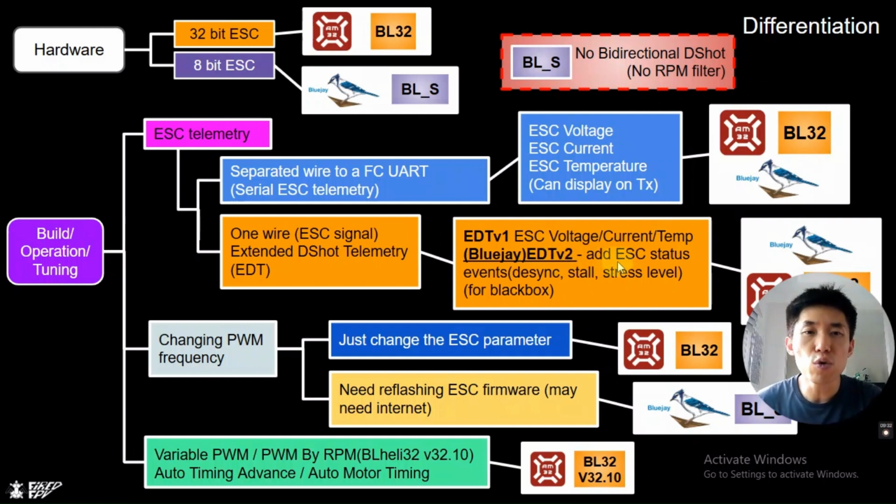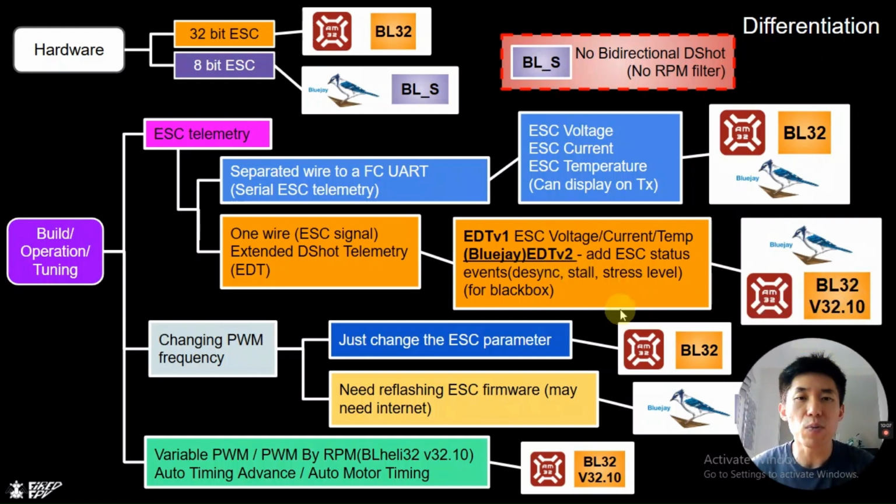EDT v2 provides more. It adds ESC status events, which are the desync of the motor, the stall of the motor, and the stress level of the ESC. This data is mainly for black box usage. It's not for in-flight warnings or anything like that. No, it's just for post-flight analysis. And the only firmware that has EDT v2 is Bluejay as of now, June 2026.